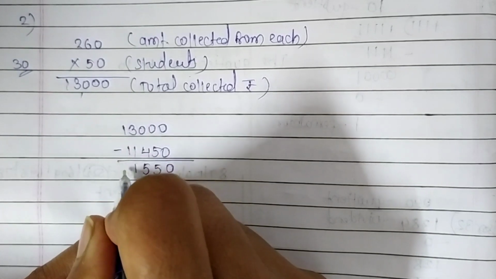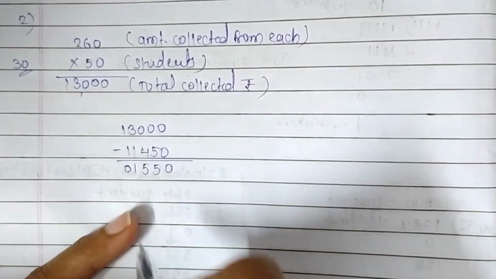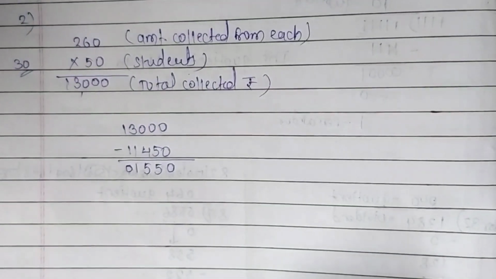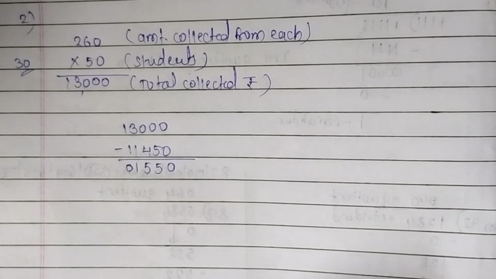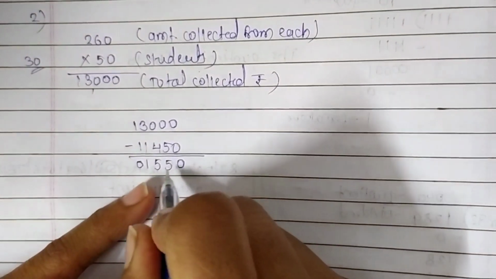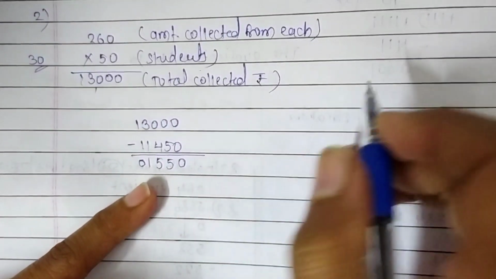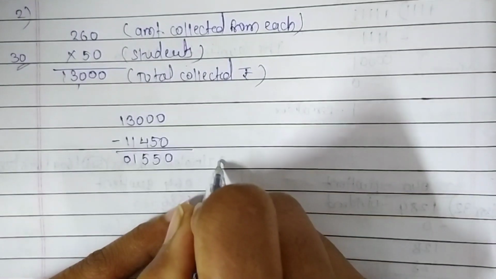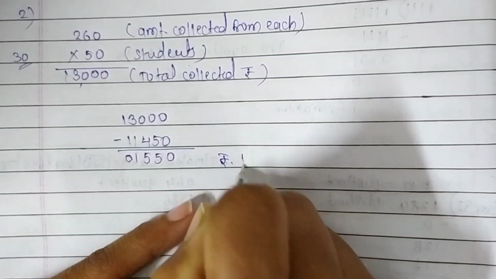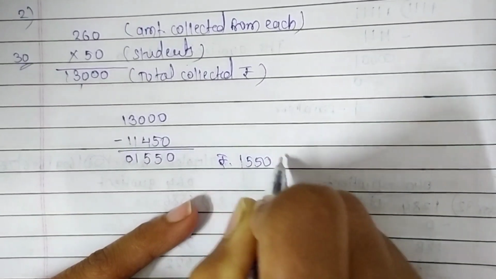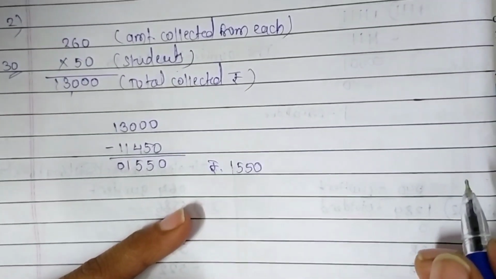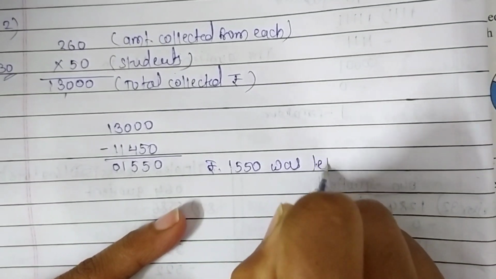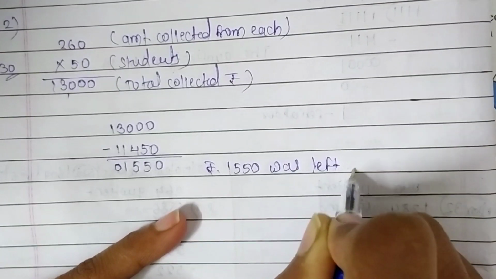And so here the leftover amount is 1,550. So just write in words: rupees 1,550 was left over.